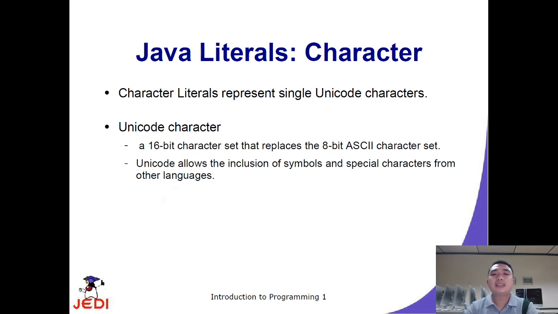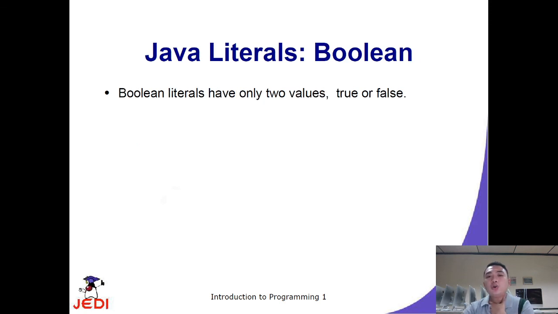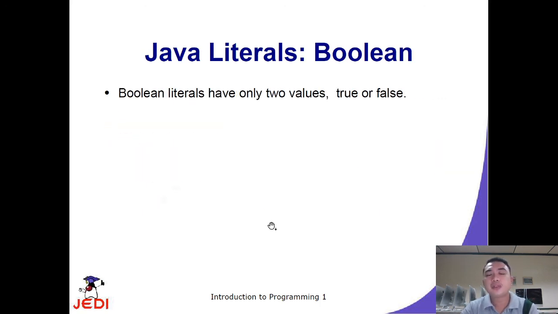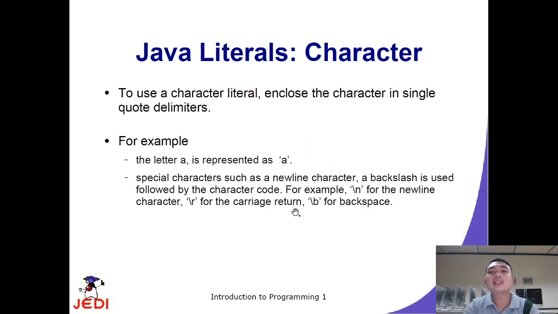Character literals represent single Unicode characters. So a Unicode character is basically a 16-bit character replacing the 8-bit ASCII character set. So character literals are represented with single quotes, like let's say we have the single quote A. For special characters such as new line character, a backslash is used followed by the character code. Example, these are the examples.